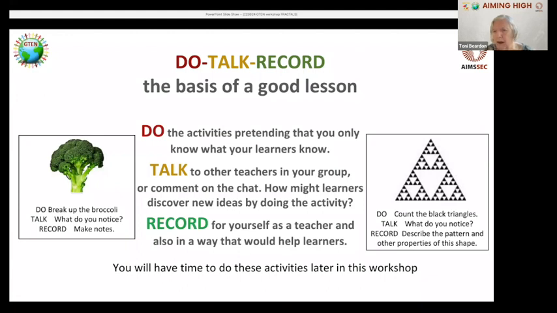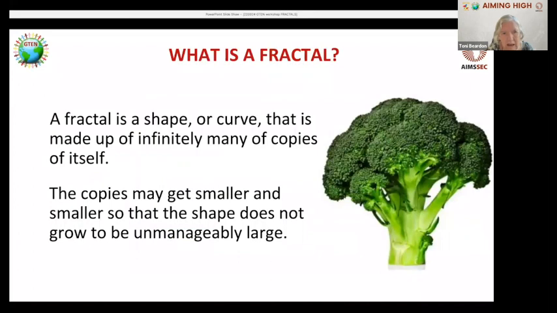And for the triangle, well, we're going to do this shortly, but what I suggest here is you could look at the black triangles, count them. What do you notice? You might notice a pattern which will help you to count them, and describe the pattern and other properties of the shape. So that's just an example, and we're going to do those activities later.